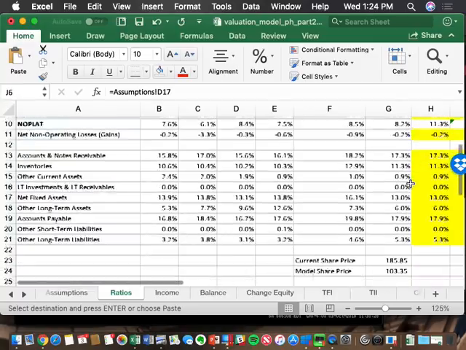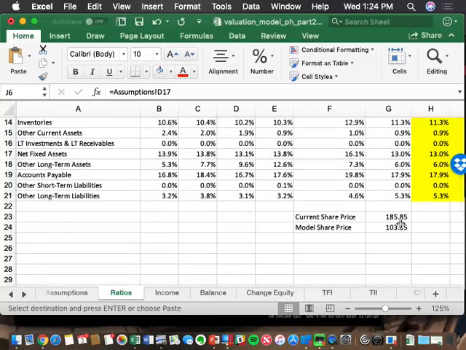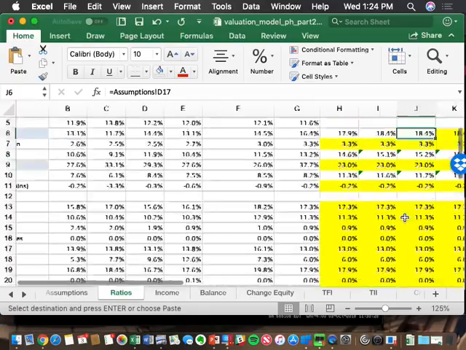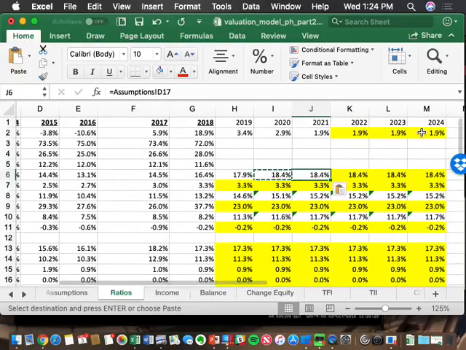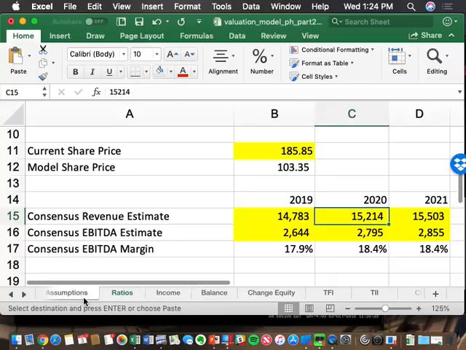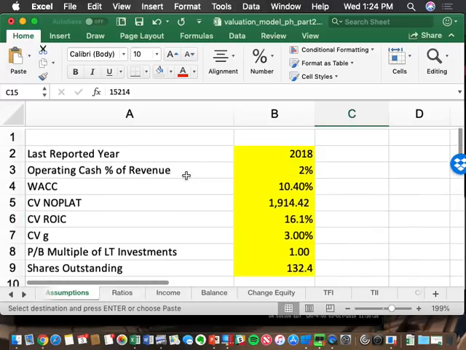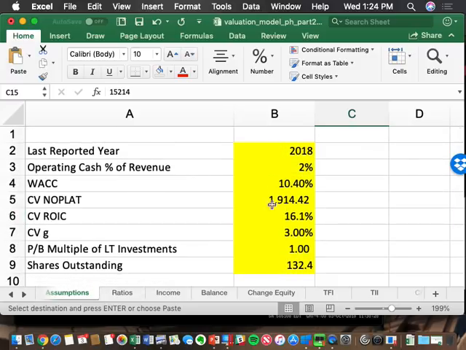By the way, share price, $103. And we got to get to 185. All right, so let's think about our drivers. What can we change? All right, we can change the growth rate. We could change the EBITDA margin. We could change the tax rate. We could change the G. And we could change the WACC. Those are really the 5 things that we can change to get close to those 2.